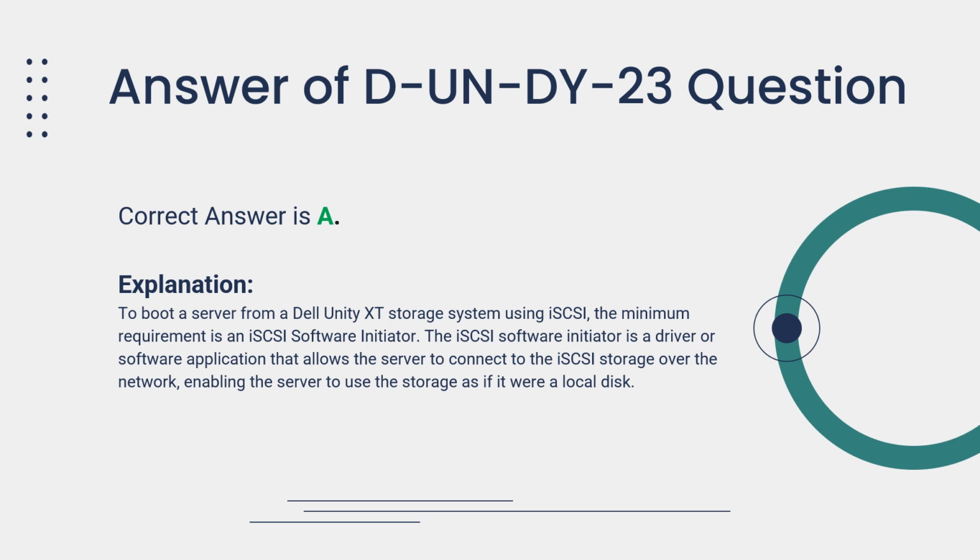Explanation. To boot a server from a Dell Unity XT storage system using iSCSI, the minimum requirement is an iSCSI software initiator. The iSCSI software initiator is a driver or software application that allows the server to connect to the iSCSI storage over the network, enabling the server to use the storage as if it were a local disk.